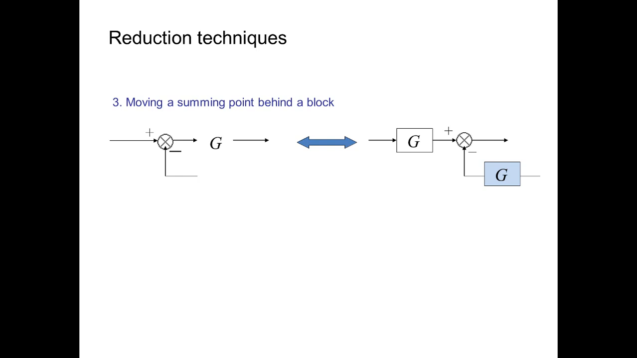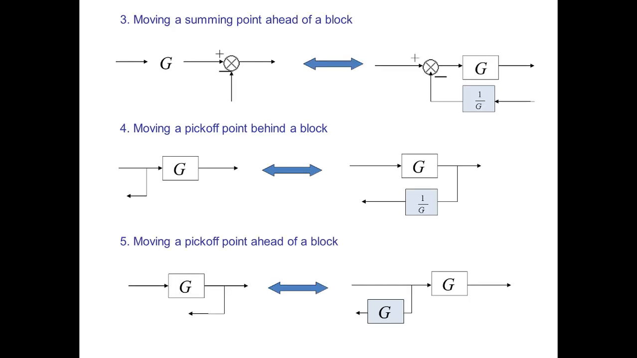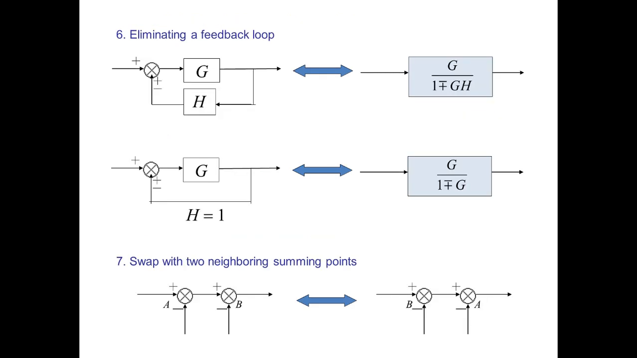Later on, we saw some more techniques. This is basically the one where you move a summing point behind a given block, or a forward or reverse block. You basically move a summing point left or right of that block, and these are the rules. In rules 3, 4, and 5 we performed some manipulations to compensate the overall system. So let's revisit them again. The last two are eliminating a feedback loop, or swapping two neighboring summing points.